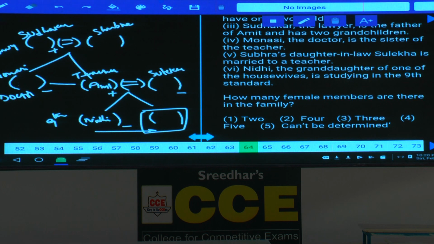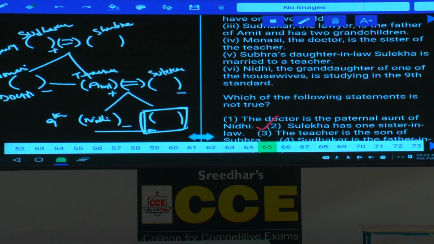63. Then 64. How many female members are there in the family? Cannot be determined. Why can it not be determined? Because now this Nidhi's sibling is male or female, that is not clearly known, isn't it? Hence, cannot be determined. Choice 5. Now this is about question numbers 61 to 64.